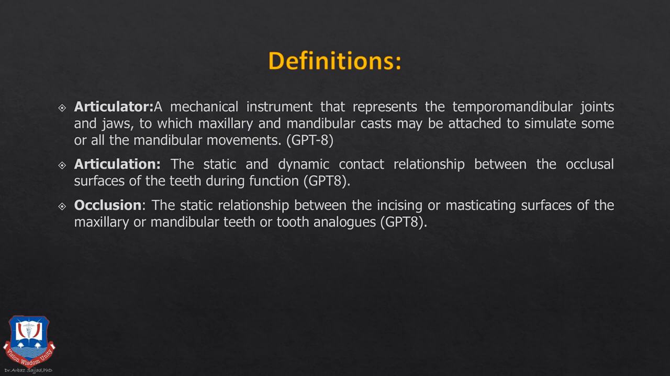Articulation as such is the static and dynamic relationship between the occlusal surfaces of the teeth during function. So articulation means the static and dynamic relationship of the patient's teeth or that of the denture teeth, and occlusion as such is the static relationship between the incising or masticatory surfaces of the maxillomandibular teeth, or the tooth analogs, that is, artificial substitutes of the teeth.